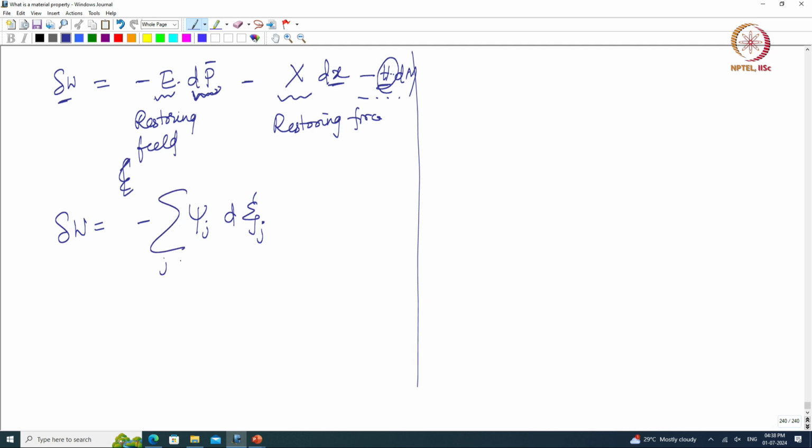So, where j, so how many ever inputs I have, right. So, this can be polarization, this can be strain, this can be magnetic field, right. So, epsilon j can be polarization 1, polarization in second direction, polarization in third direction, right. So, or it can be strain, right. So, whatever xij tensor, sorry, xkl tensor, let us say, or it can be magnetization again M1, M2, M3, and so on and so forth, right.